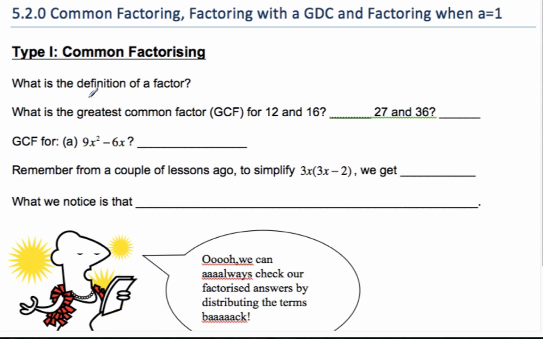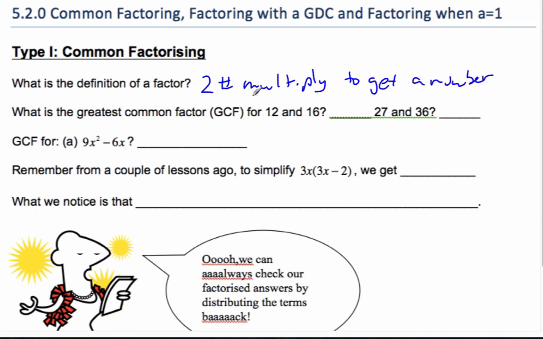Could you define what a factor is for me? A factor is when you multiply two numbers to get another one. Two numbers multiply to get a third number.